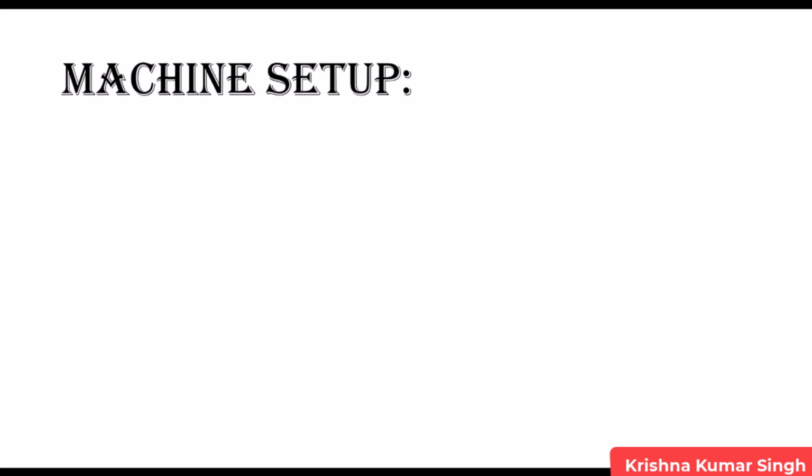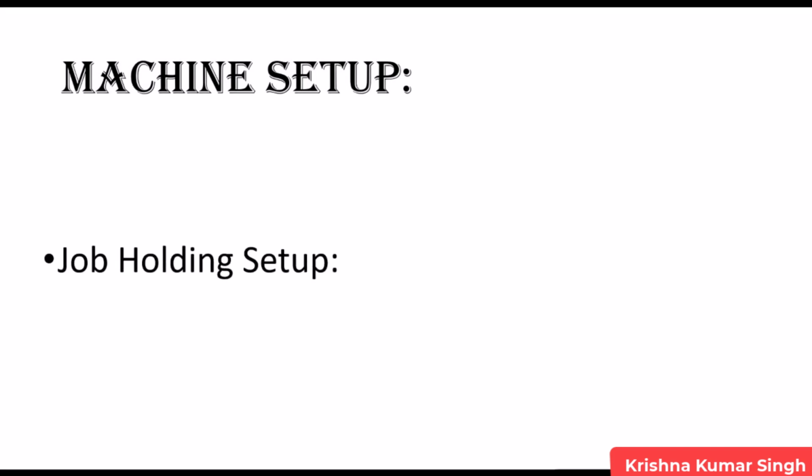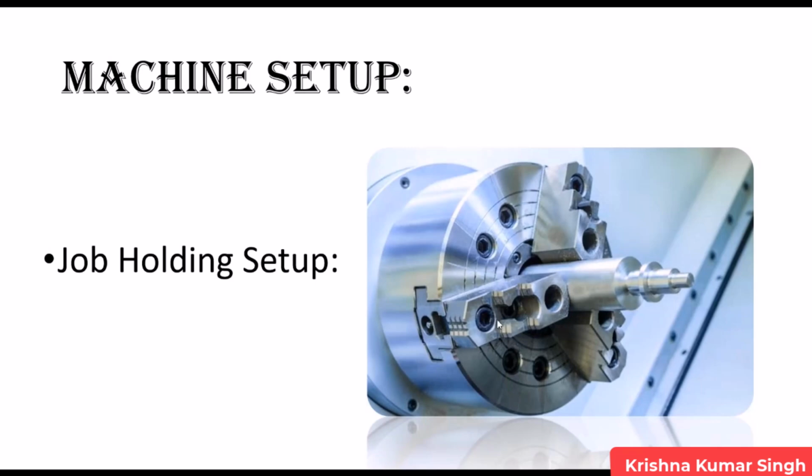In this CNC machine, there are three setups. The first is the job holding setup. This is how our job holding setup looks, and these are the jaws. This is how our workpiece is held between the jaws. We're going to learn this in detail, but for now, just take a look.